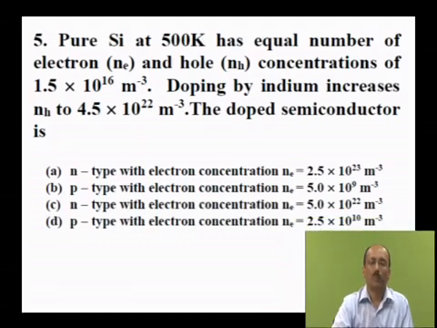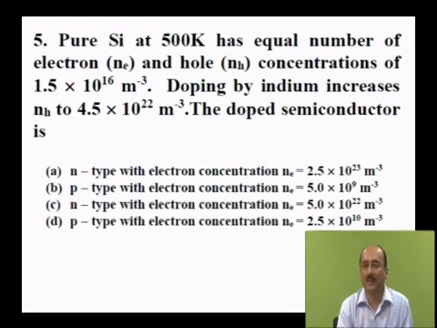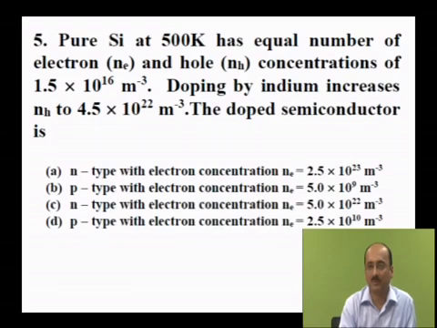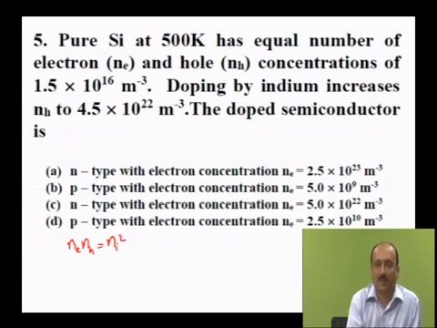Fifth one, pure silicon at 500 Kelvin has equal number of electron and hole concentrations. They have given the number. Doping by indium increases NH to 4.5 into 10 to the power of 22 per meter cube. The doped semiconductor is. Now when you are having this situation, you will go by this relation Ne into NH is equal to Ni square, where Ni is called intrinsic carrier concentration. They have given in this particular case Ni, that is this value, and since it is doping by indium, this is NH value. So they are interested in knowing what is Ne.